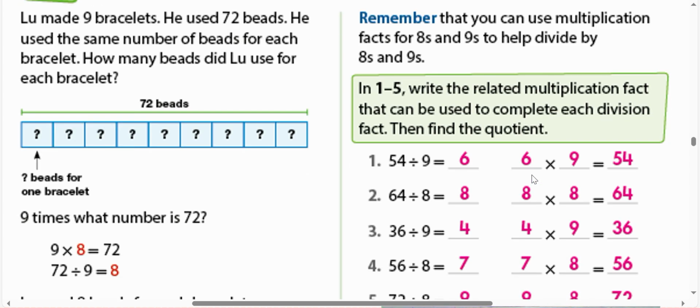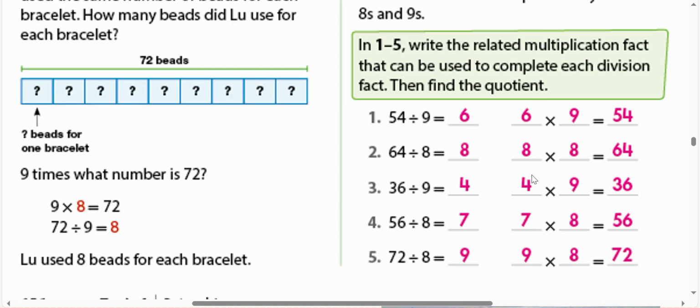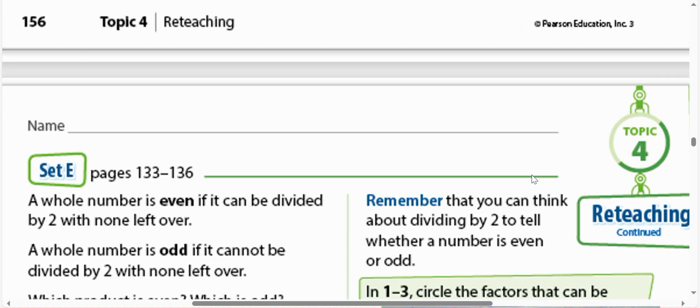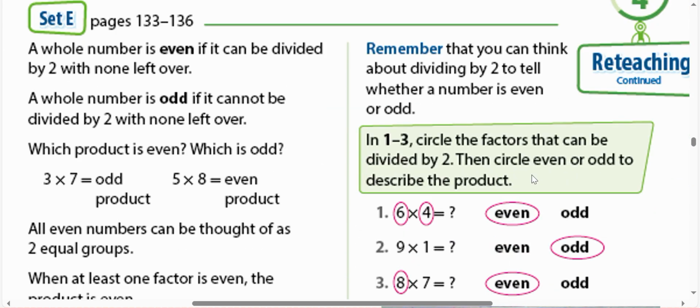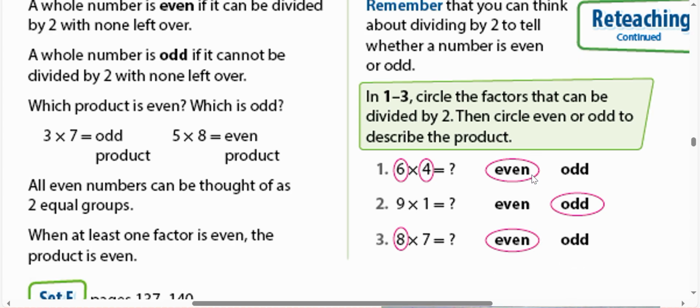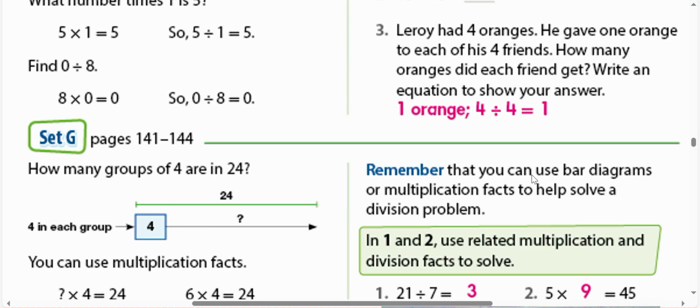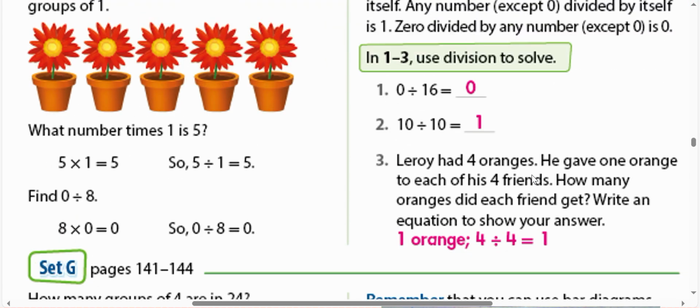It was 54 divided by 9 equals 6. Okay, we know 6 times 4 equals 24. It's an even number. 9 times 1 equals 9. 8 times 7 equals 56. It's an even number. 4 divided by 4 here equals 1. We have that any number divided by itself equals 1, and 0 divided by 16 equals 0.